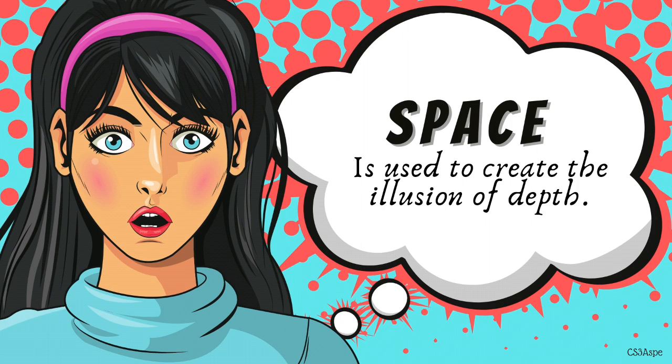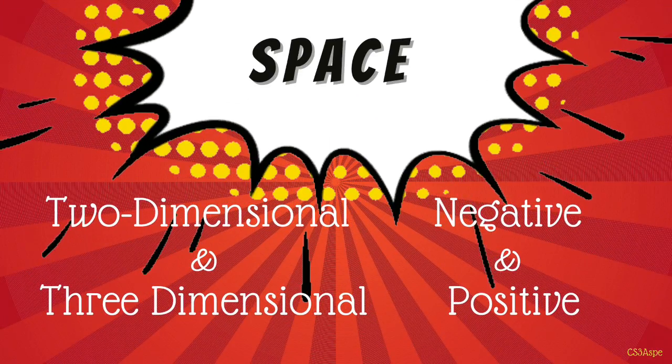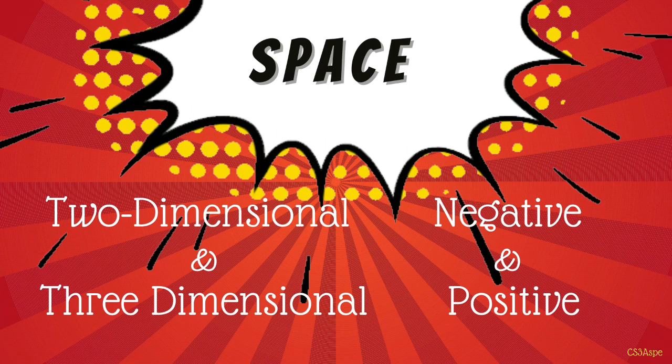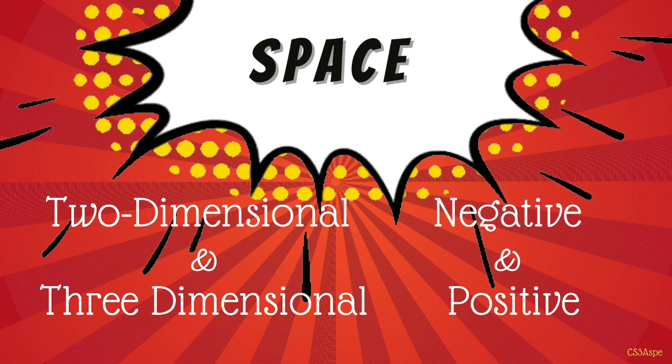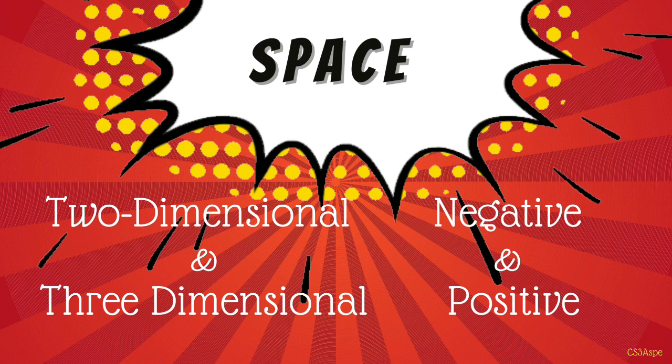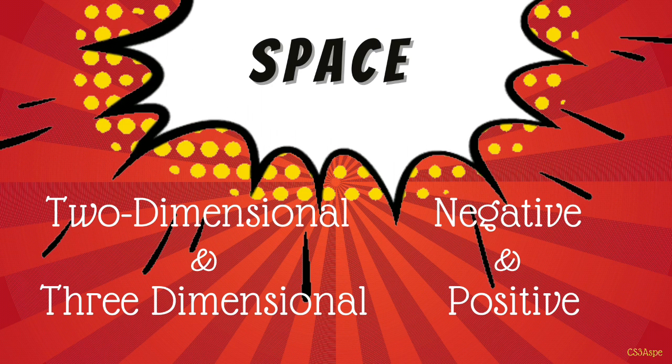Space is used to create the illusion of depth. The area within or between images or parts of an image relates to perspective or distance between and around, and proportion or size between shapes and objects and how their relationship with the foreground or background is perceived. Space can be two-dimensional or three-dimensional, negative and or positive. Positive space refers to the areas of the work with a subject, while negative space is the space without a subject.